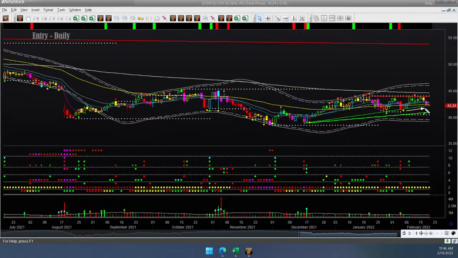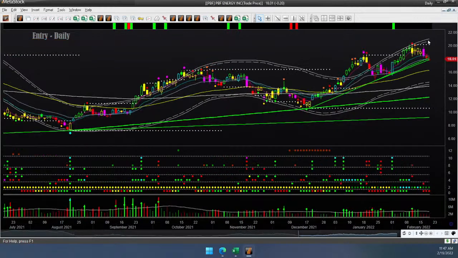It has a breakdown below one trend line support. That's why QFinder flagged it, but it has another trend line support nearby. So I'm not going to short it. Close this.